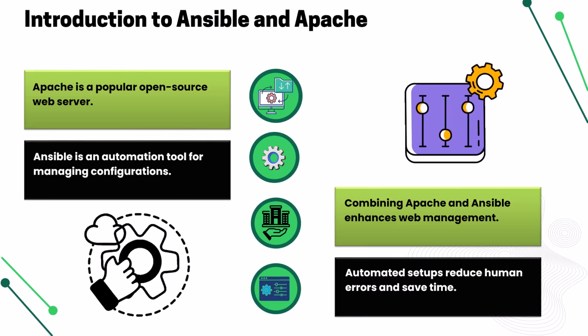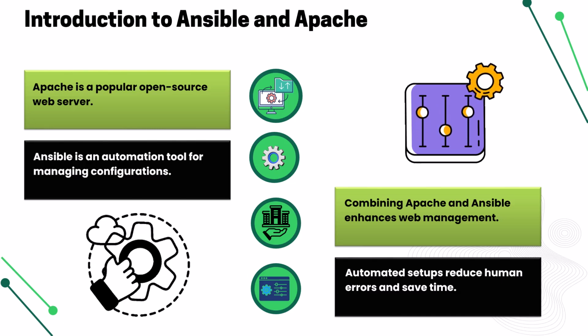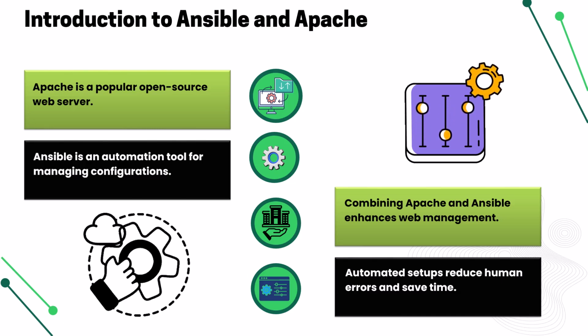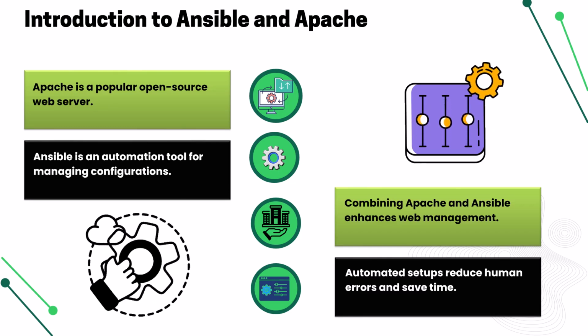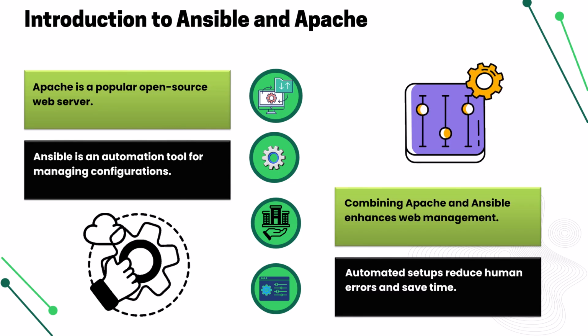Let's kick things off with the basics. Apache is a powerhouse web server running millions of websites. Ansible, on the other hand, is our automation wizard. It handles configurations so we don't have to. When we bring them together, managing web infrastructure becomes smoother and smarter. Let's be honest, nobody likes manual setup. It's error-prone and frustrating. That's why automation is the way forward.